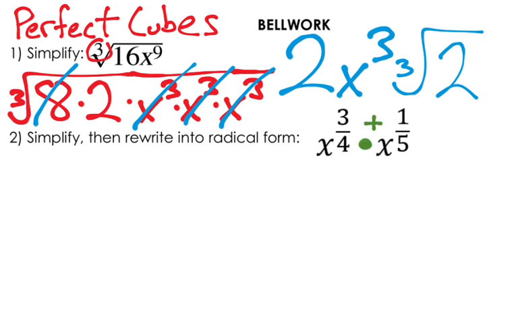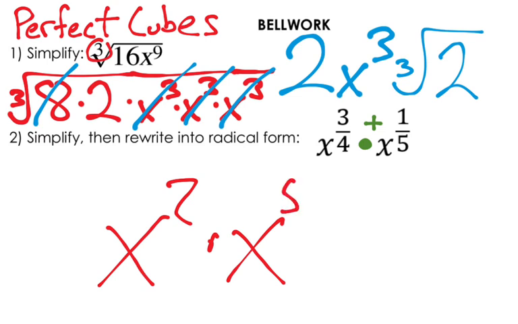Okay, so the first thing to notice is because we are multiplying these together, we are going to be adding the exponents. That is just the exponent law of whenever you are multiplying 2 variables with the same base, then you just add the exponents together. 2 plus 5 is 7, so you would have x to the 7th power.